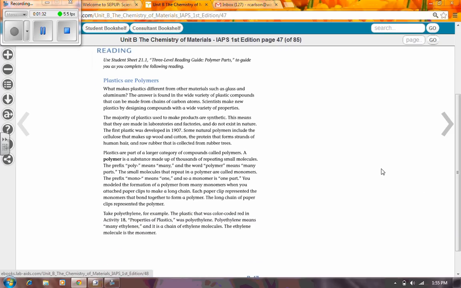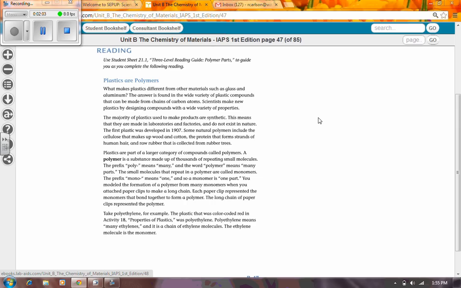Plastics are polymers. What makes plastics different from other materials such as glass and aluminum? The answer is found in the wide variety of plastics and compounds that can be made from chains of carbon atoms. Scientists make new plastics by designing compounds with a wide variety of properties. The majority of plastics used to make products are synthetic. This means that they are made in laboratories and factories and do not exist in nature. The first plastic was developed in 1907.